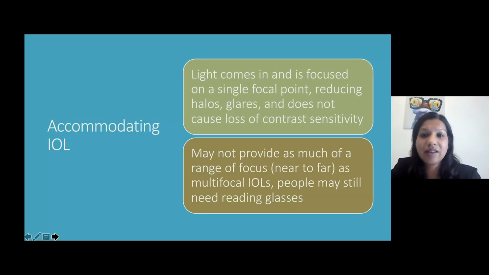So when light comes in, it's still only focused on a single point. And what point that is depends on where that lens is in the eye. Because of this, it doesn't have some of the trade-offs that a multifocal lens will have, that we'll talk about in a few minutes. A lot of those side effects of the multifocal lens include halos, glares, and loss of contrast sensitivity. So you likely won't have these issues with an accommodating IOL.